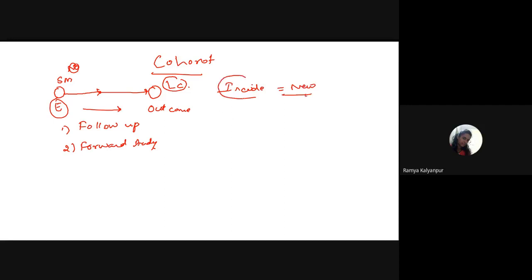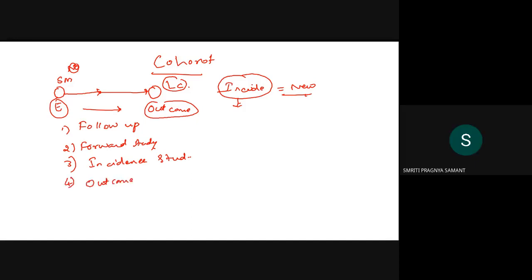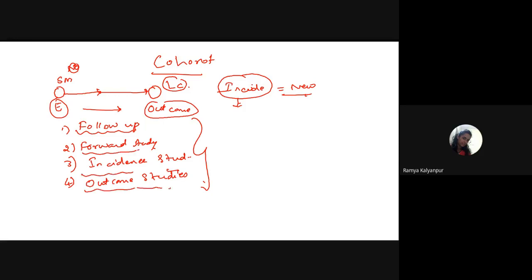So that's why in a cohort study I will be able to obtain the incidence of the problem. Therefore a cohort study is also called an incidence study. Then, in a cohort study, the important thing is that I'm trying to check for the outcome. So cohort studies are also called outcome studies. So you need to know the different synonyms for cohort study: follow-up study, forward study, incident study, and outcome study.